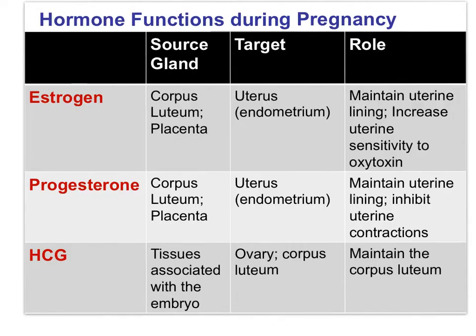Here's a table with information about estrogen, progesterone, and HCG. Most of this should be familiar, but I want to introduce some detail that foreshadows birth. Notice the role of progesterone in inhibiting uterine contractions. Progesterone inhibits a hormone called oxytocin that stimulates contractions. Notice the role of estrogen in increasing the uterine sensitivity to oxytocin. You will hear more about oxytocin and uterine contractions at the end of the movie when I discuss the details of birth. Take some time to study this slide.